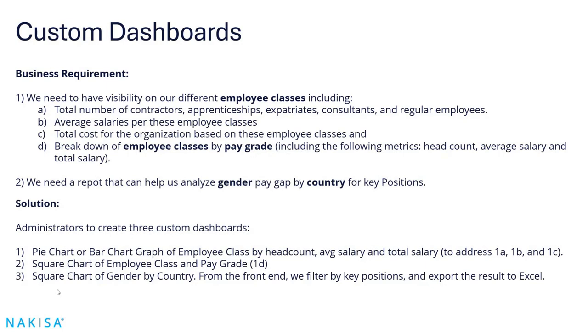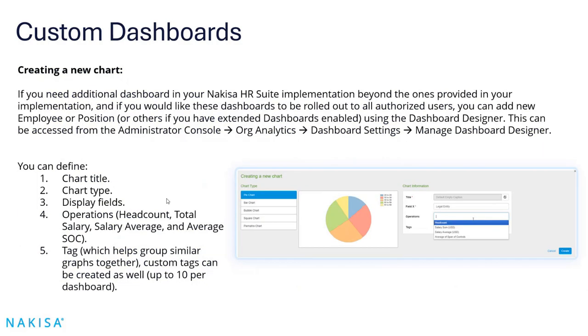And the third one, we would need to create a chart that shows me for all of the different countries, what is the breakdown by gender. And in order to focus on key positions, I need to filter by key positions. So let me show you this live, because it's easier to show it in the solution. So before I show it live, to create a chart, it's very straightforward. You can do this in the administrator console or the front end, as I mentioned before.